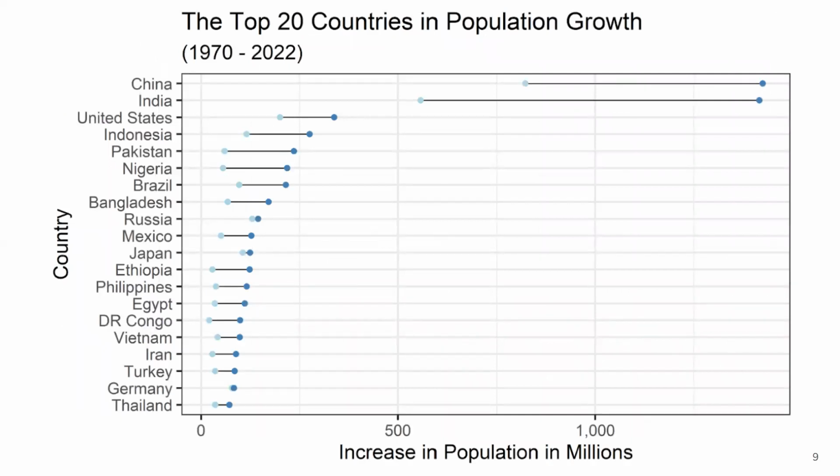So we decided to highlight the population growth of the top 20 countries between the years 1970 and 2022. You can see that there's a large variability in the top 20 countries in their overall population size. And you can see that China and India have grown a lot in population over the past 30 years.